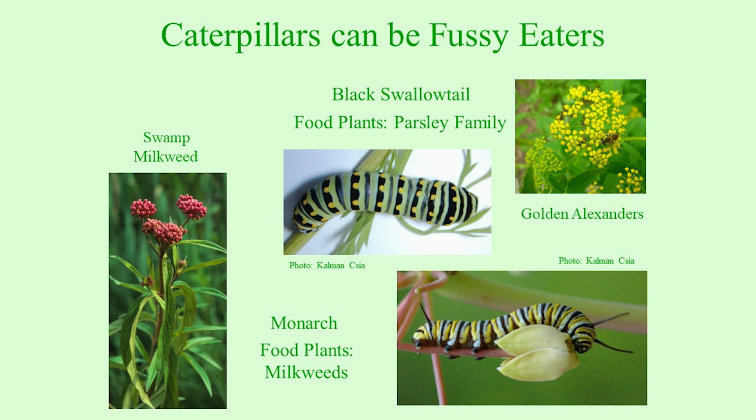Caterpillars, depending on what species of butterfly it is, can be kind of fussy eaters. You have, for example, the black swallowtail, whose food plants are in the parsley family. We show here the golden alexander, which is a native plant in the parsley family. And then the monarchs, their food plants are milkweeds. Any kind of milkweed is suitable for them. They don't just eat common milkweed, for example, but pretty much all the milkweeds.